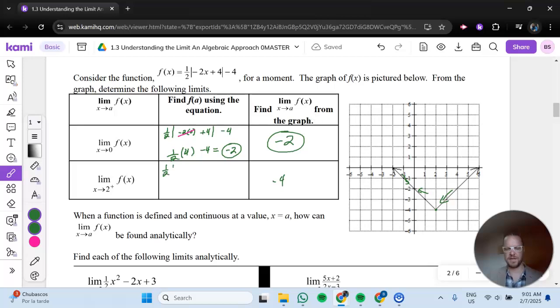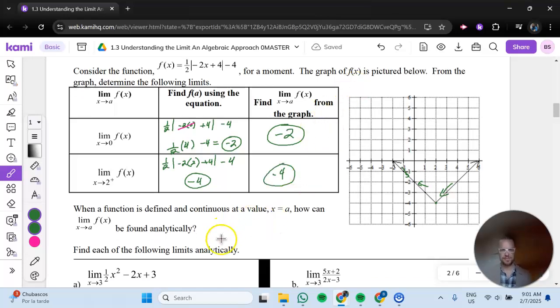So we got 1/2 times the absolute value of -2 times 2 plus 4, and the absolute value minus 4. Now here, we've got -4 plus 4. That's 0. 0 times 1/2 is 0. So the only thing that's still left is this -4 at the end, and we get that same thing again.